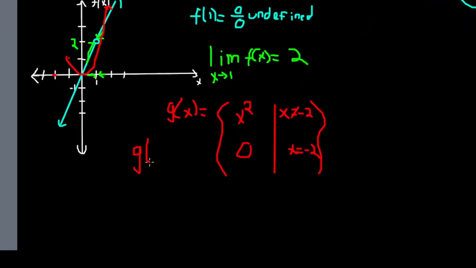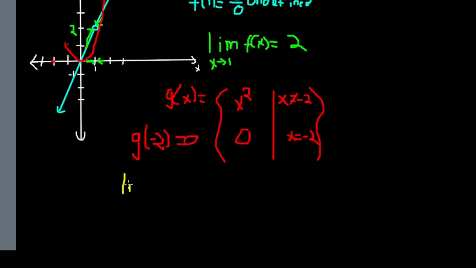Here, so g of negative 2. Like, if you plug in negative 2, you'll get 0. But when we're graphing, we want to know what's the limit as x approaches negative 2 of g of x. What does g of x go to? What would it be if it wasn't defined? Or if it wasn't 0? Well, we can just plug it into this other function.